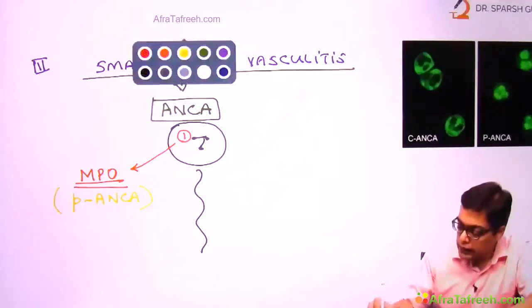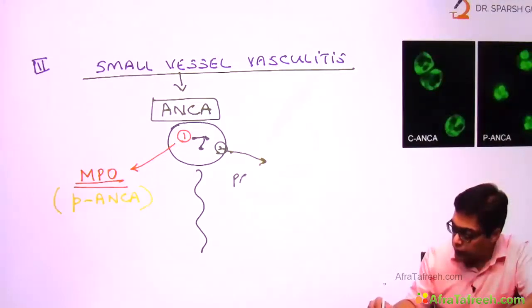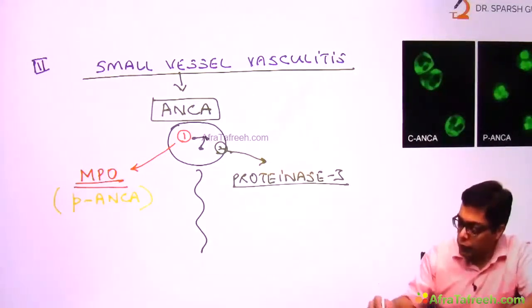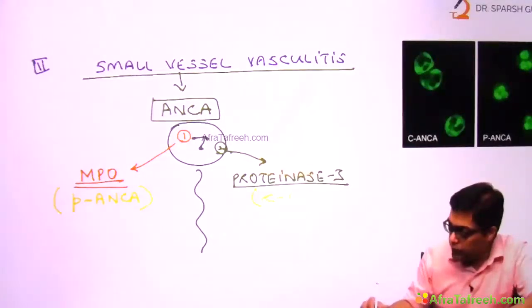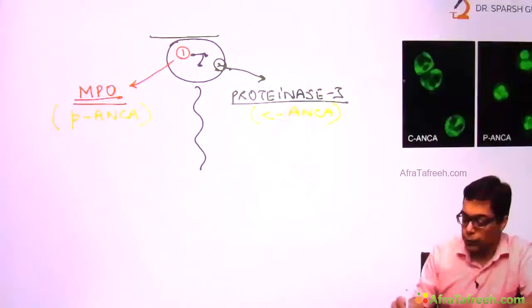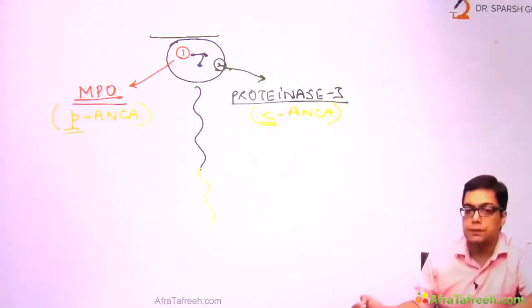A second antigen that we have in the neutrophil is a cytoplasmic antigen, and this kind of an antigen is given the name of proteinase 3. So when we have an antibody which is going to be produced against this kind of an antigen, it is going to be a cytoplasmic antibody. And this kind of an antibody therefore is given the name of C-ANCA. So P for perinuclear, C for cytoplasmic, the location of the antibodies.